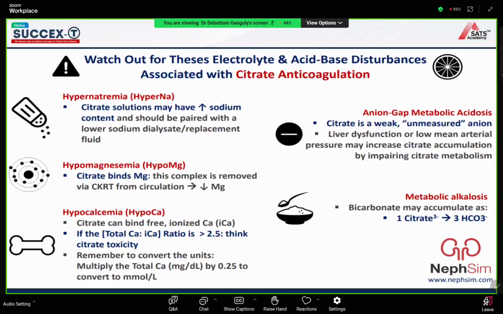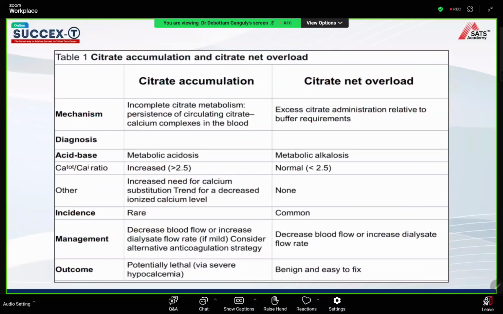Citrate is a weak, unmeasured anion. So liver dysfunction or any low mean arterial pressure may increase citrate accumulation by impairing citrate metabolism. Then metabolic alkalosis, because bicarbonate can accumulate and cause metabolic alkalosis. So citrate accumulation and citrate overload, both of these can happen.